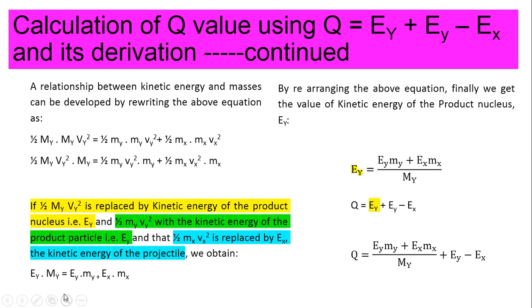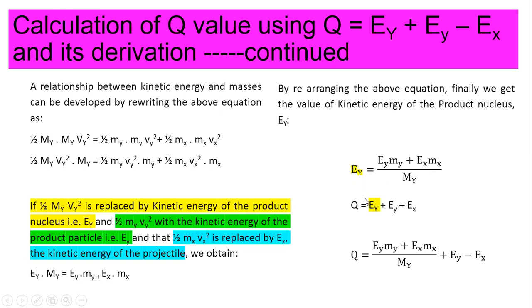Now it is very easy to calculate the energy of the product nucleus. This was our objective. Just dividing by capital M, capital Y in this equation, you can get the value of capital E, capital Y, which is the energy of the product nucleus, one of our objectives. So you can calculate the energy of the product nucleus by using this one.